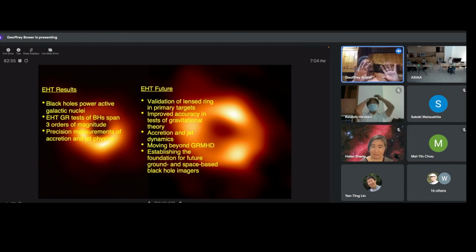Well, I would first say M87 is at an inclination of, we think, 17 degrees. That's the nominal number.